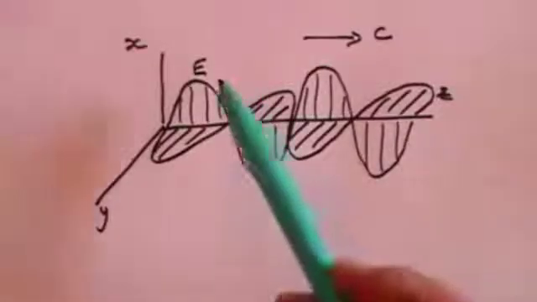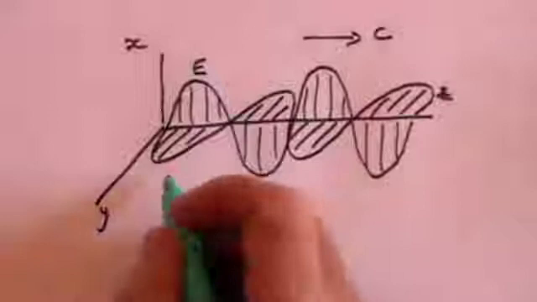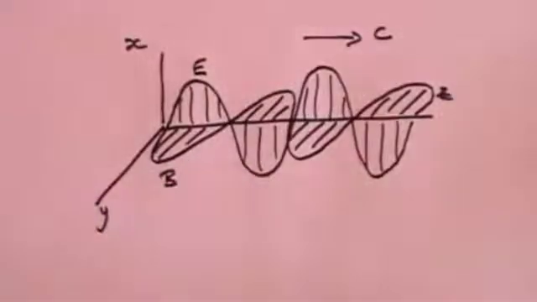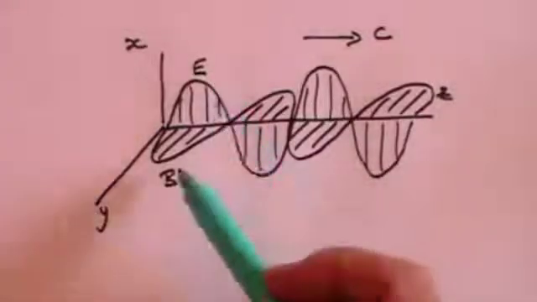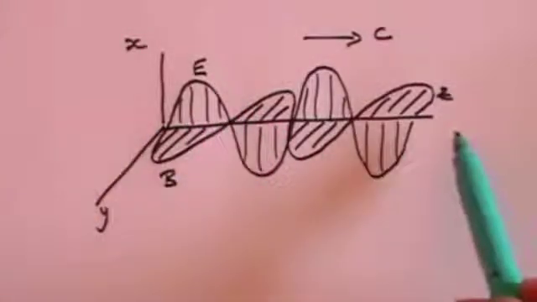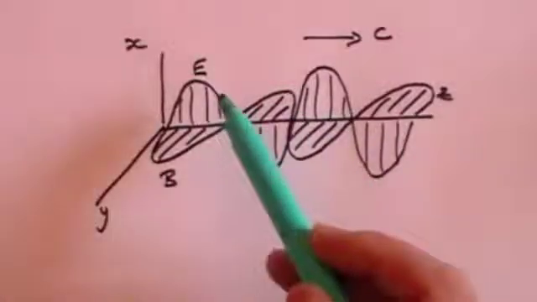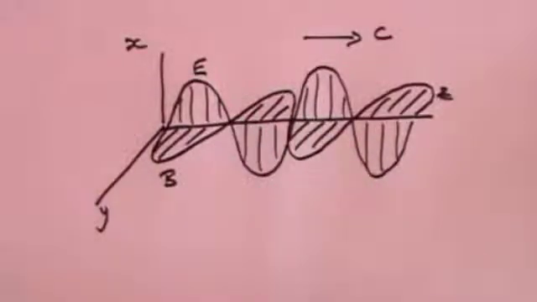But what you notice is that the E field is, as it were, at right angles to the B field, perpendicular to it. Both are perpendicular to the direction of travel, and they are in phase.